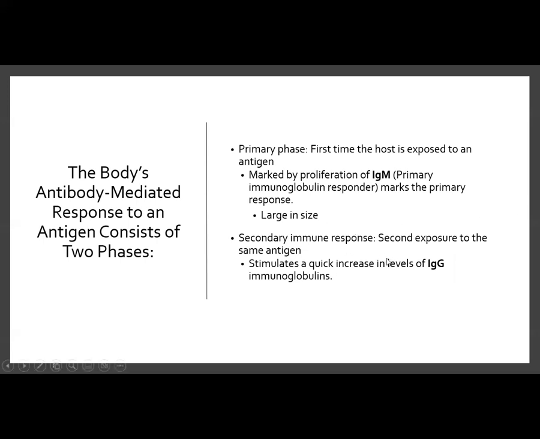The secondary immune response is the second exposure to the same antigen. So the way I think of this is G for girlfriend. Your mom comes first, and then the second person to take care of you would be your girlfriend. So that's how I think of it. It's the second time the antigen is coming. So the first time you see it, you've got this big release of immunoglobulin M, and then the second exposure to the antigen, you get this big release of immunoglobulin G.